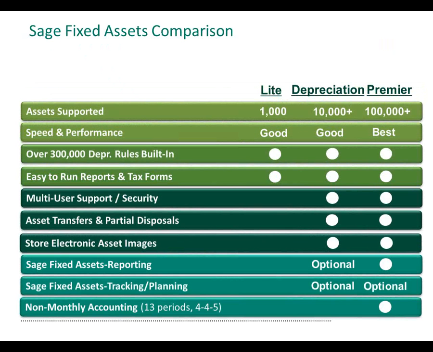There are 3 different products, or I should say 3 different versions of our product. There's the Lite, there's the Depreciation, and there's the Premier. So this chart just outlines some of the features that each one has. Now, as I stated before, we range from very small companies to bigger companies, and the Lite and the Depreciation and the Premier do vary in terms of the number of assets that they support, and there are also different features that we also have in here that we should be able to provide you with as well.